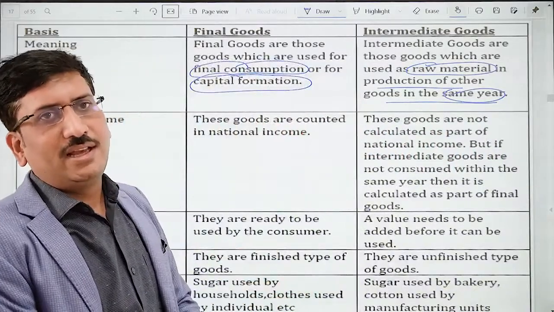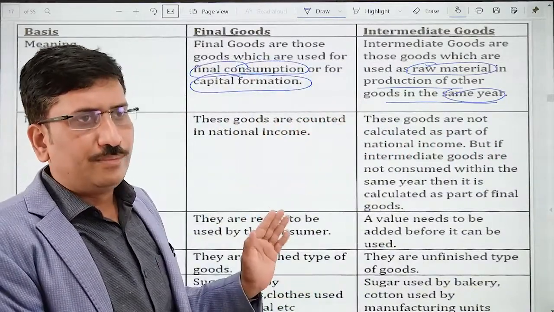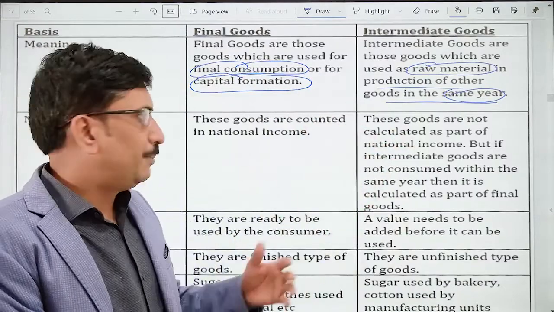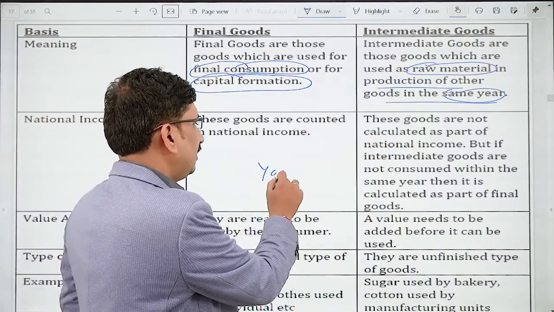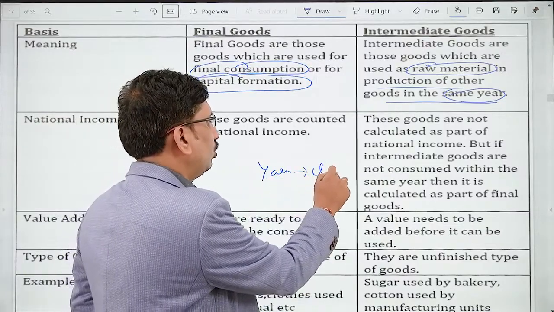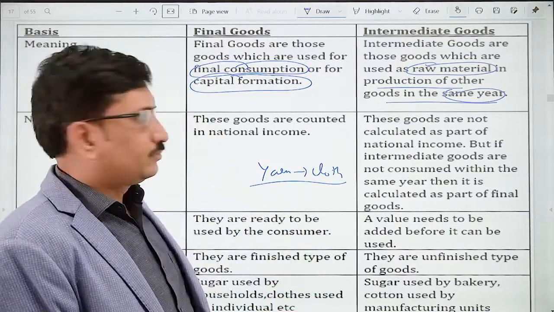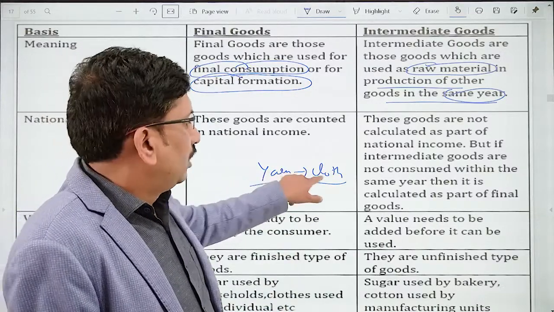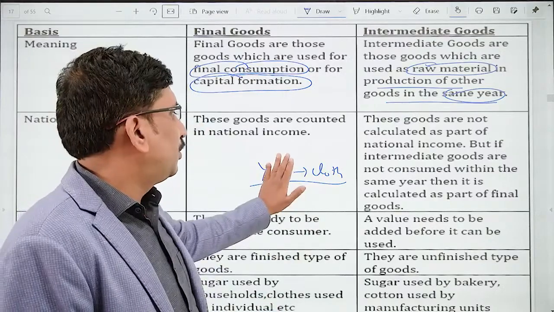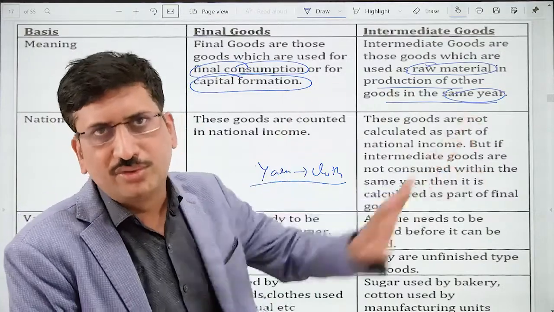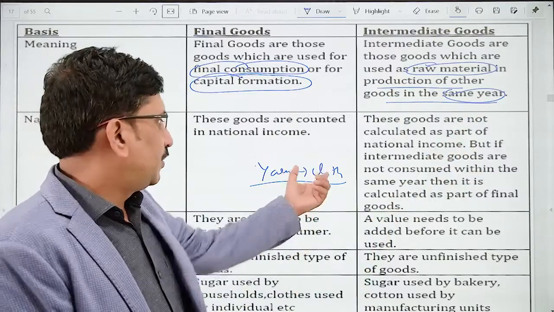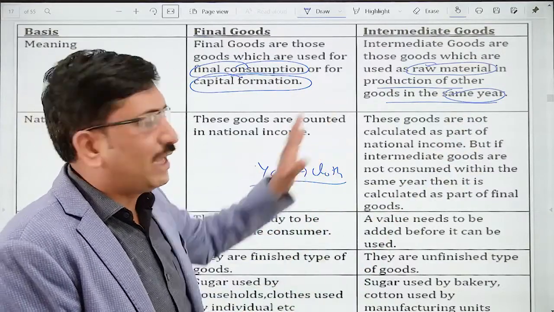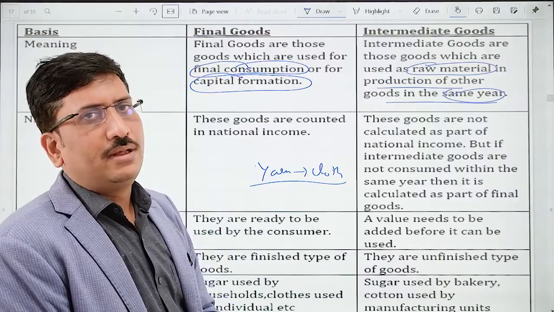Within that financial year, that good must be used for final means transformation of something else. For example, yarn should be converted into cloth in the same year. Now the yarn is considered an intermediate good. Cloth is a final good. Suppose this year the yarn is not used for production of the cloth, then yarn itself will be the final good. That is for calculation purpose, that we will see later.